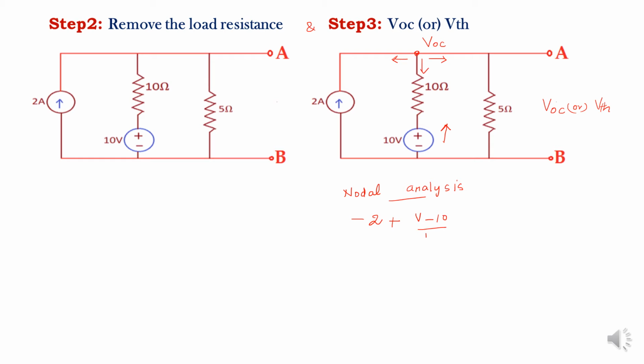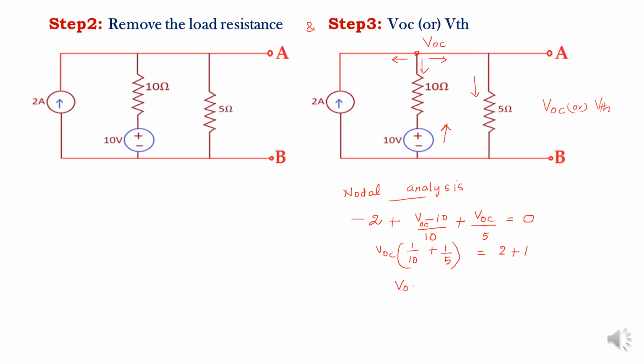So how to write this? VOC minus 10 divided by 10. And for this 5 ohm, the same current is flowing, and the current is VOC divided by 5. Here also you have to put VOC, so that is equal to 0. Next I have to separate the VOC. So VOC times (1 by 10 plus 1 by 5) is equal to what? Here plus 2, here minus 10 by 10, that is 1.